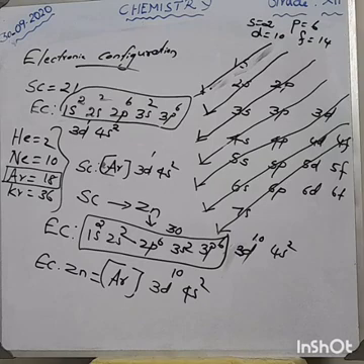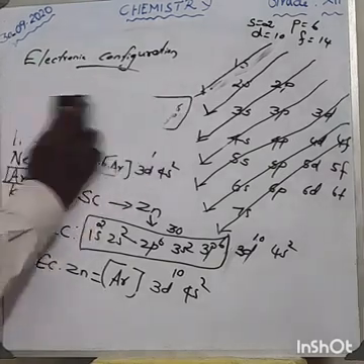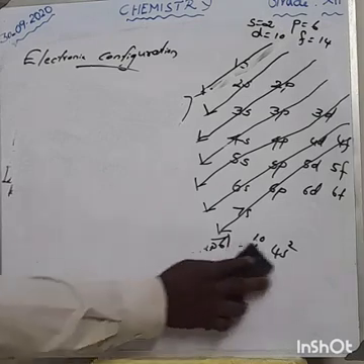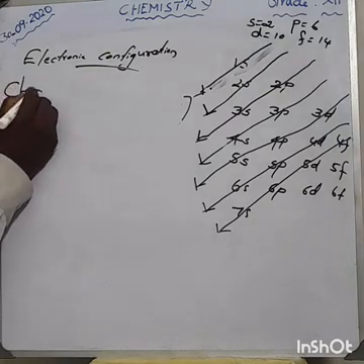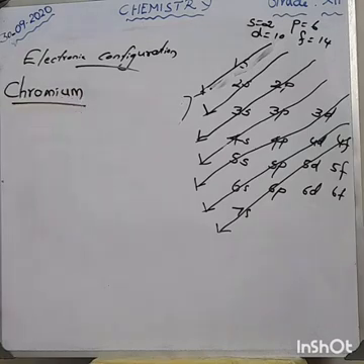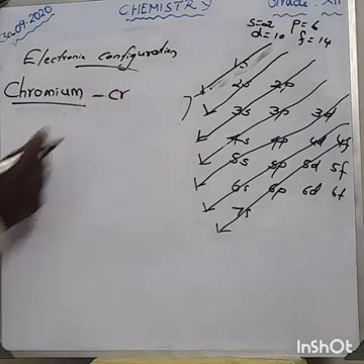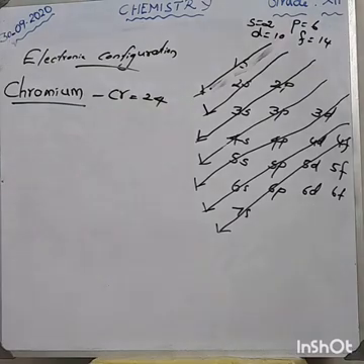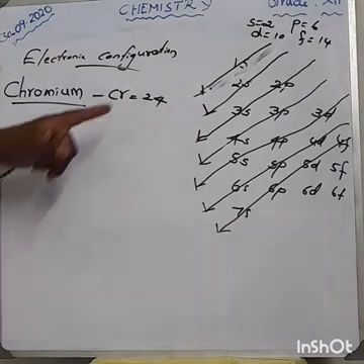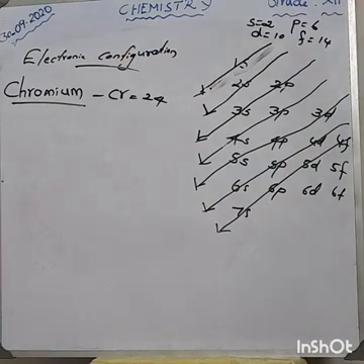Okay. One more problem, from the problematic questions: write the electronic configuration for chromium and also copper. The chromium symbol is Cr, chromium metal. The atomic number of chromium is equal to 24. How can you write the electronic configuration of chromium? This is one of the two-mark questions. First you write chromium.